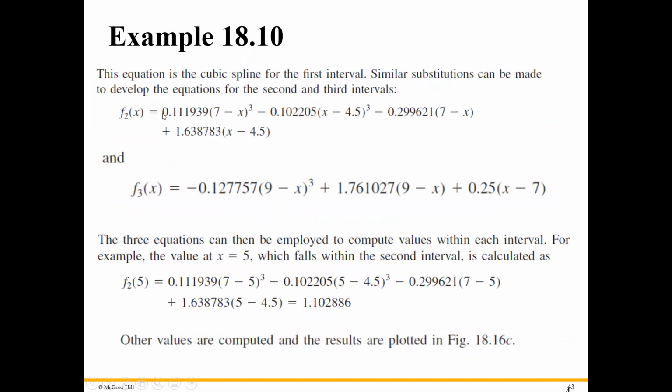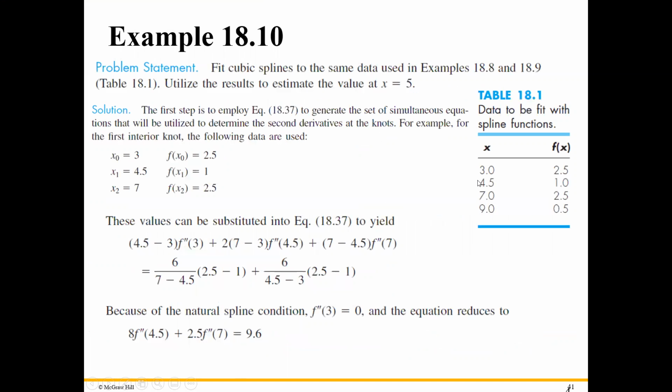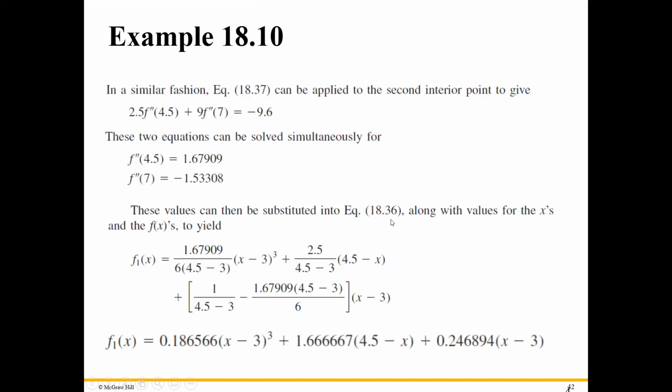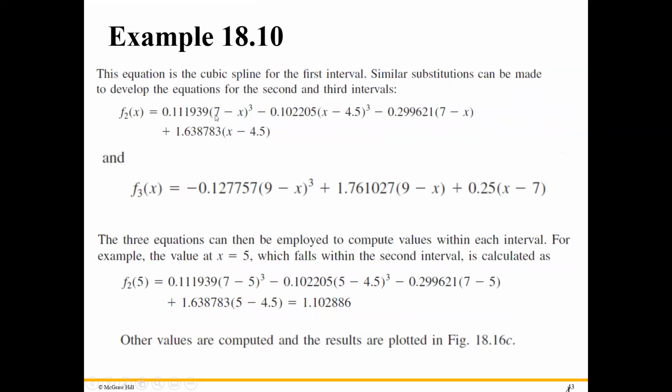Okay, so the second of these equations is for the interval 4.5 and 7.5. If we want to interpolate the values between 4.5 and 7.5, we will put the value of x equal to 5 into this second equation. And then here we will find the interpolated value of 1.1. So this will be the answer for the interpolated value.